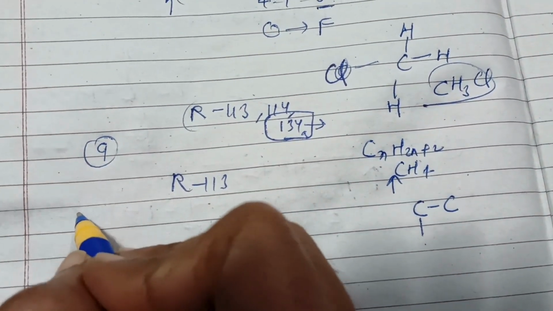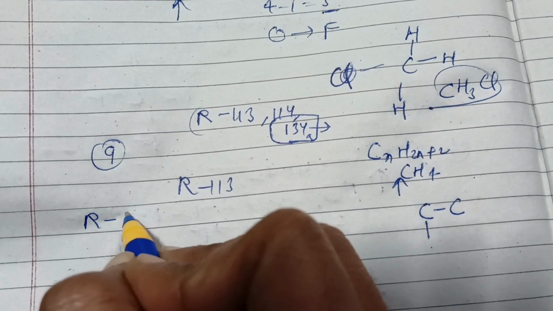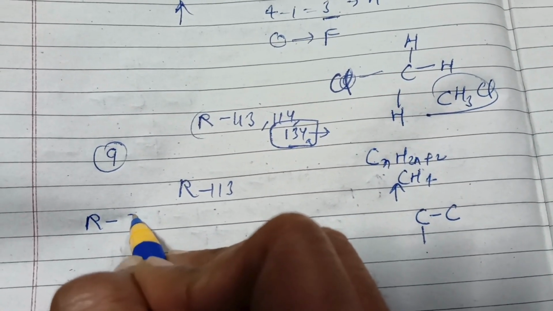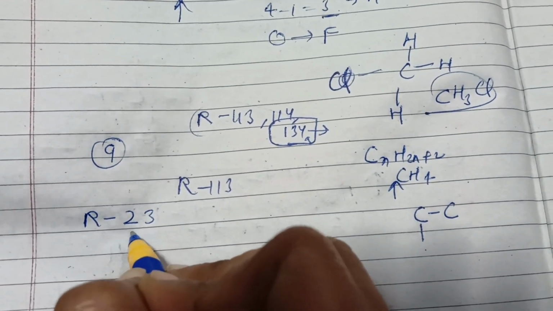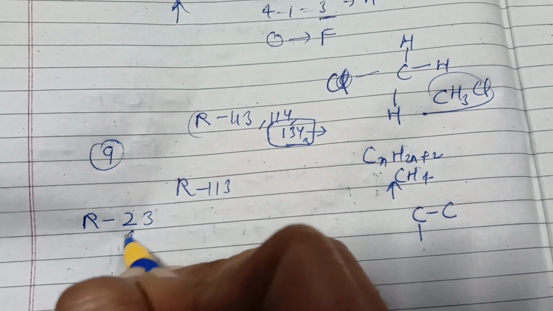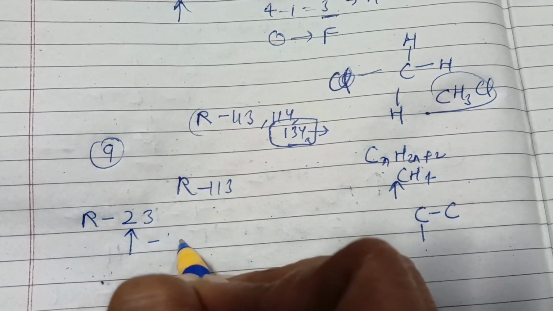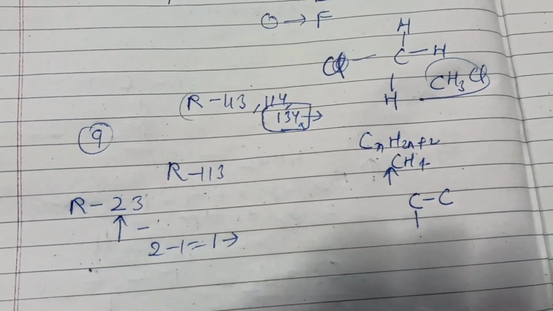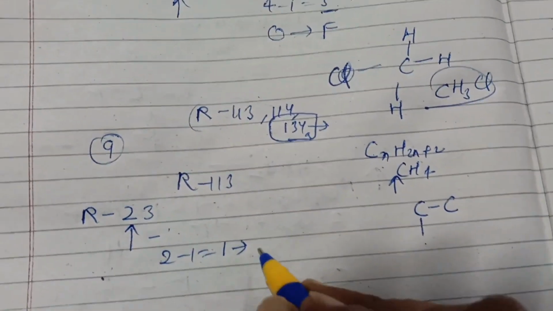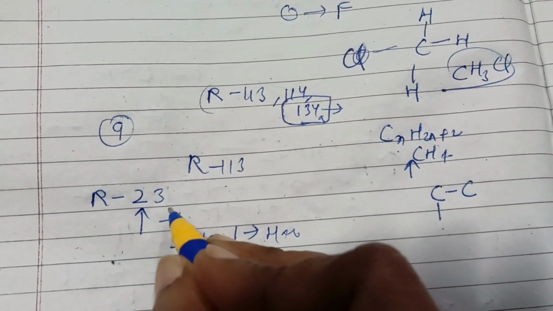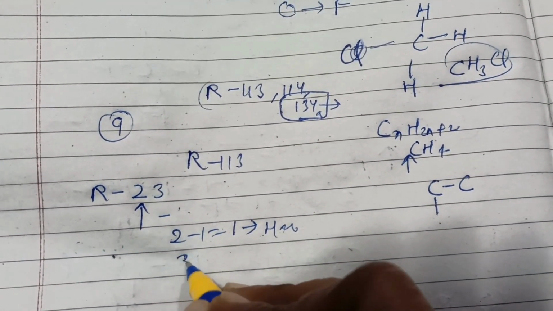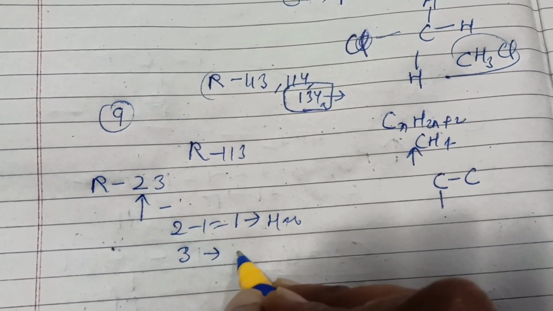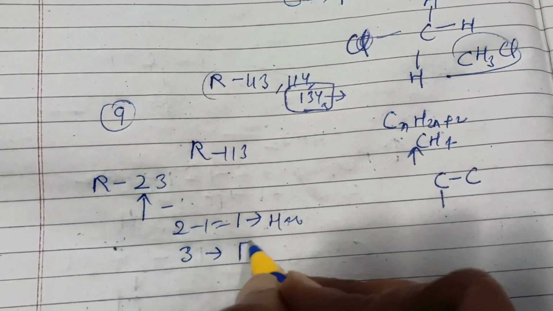So let me quickly recap the formula, how to find the nomenclature for methane based. Suppose R23 is there. What we were doing: first digit minus 1 was always giving you the number of hydrogen atoms. Suppose 2 minus 1 is equal to 1. So this is always the number of hydrogen atoms. And the second digit, we were not doing anything, we were just writing it as it is. 3 is entirely taken by fluorine.